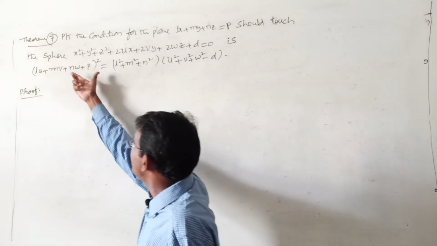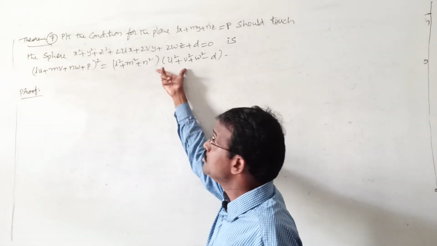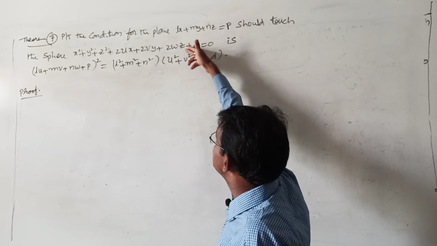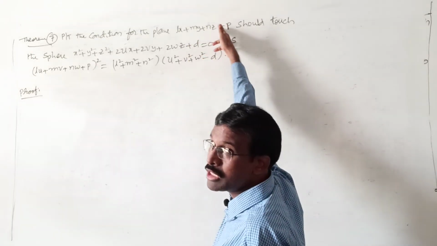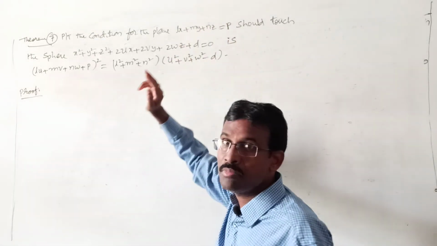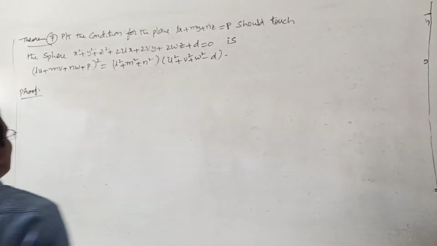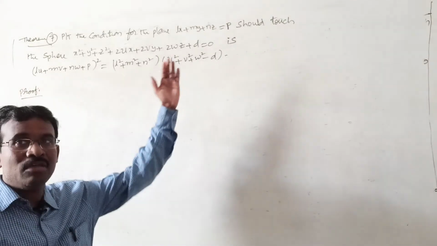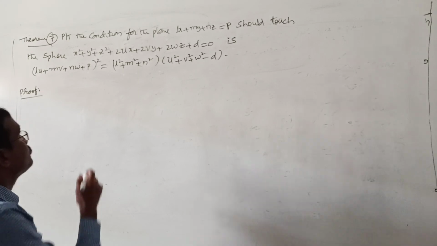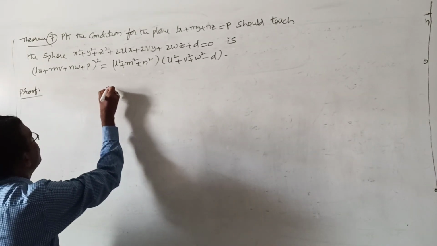That means if this is equal to this, you say this plane touches this sphere, or this plane should be the tangent plane to this sphere. That condition we have to show theoretically. For that, first of all, I want to plot a diagram for the above data. This is our given sphere.